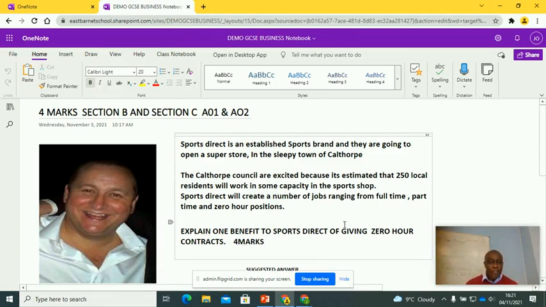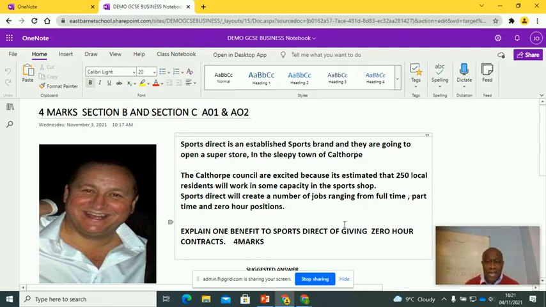you're going to have section A, section B, section C, and section D. But the sections we're concerned about, where we're going to find 4 markers, would be section A, section B, and section C. However, in section A, you do not refer to the case study. You do not have to speak in context. They will ask you a question, explain this or explain that, and you just answer it directly. There won't be any case study to refer to. That is in section A.